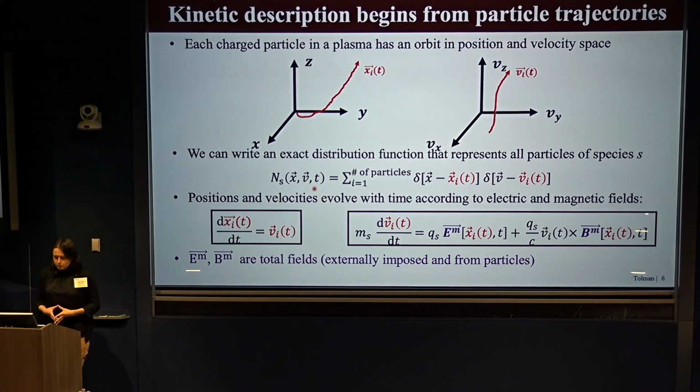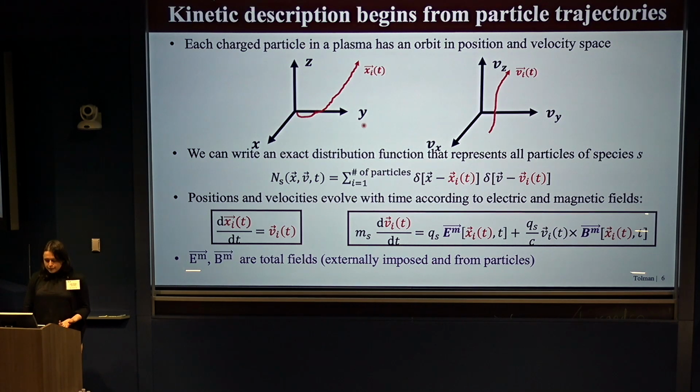So the kinetic description of a plasma begins from particle trajectories. Each charged particle in a plasma has an orbit in position and velocity space. So in the upper left side of this slide, you see position space, and a given particle, which I label with a subscript i, has a particular orbit in position space. Then on the right side here, you see velocity space, and each particle in a plasma, which I can label with a subscript i, has an orbit in velocity space as well.